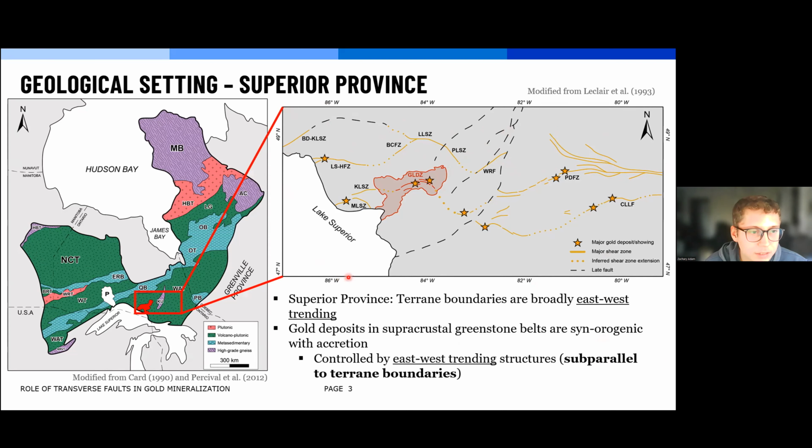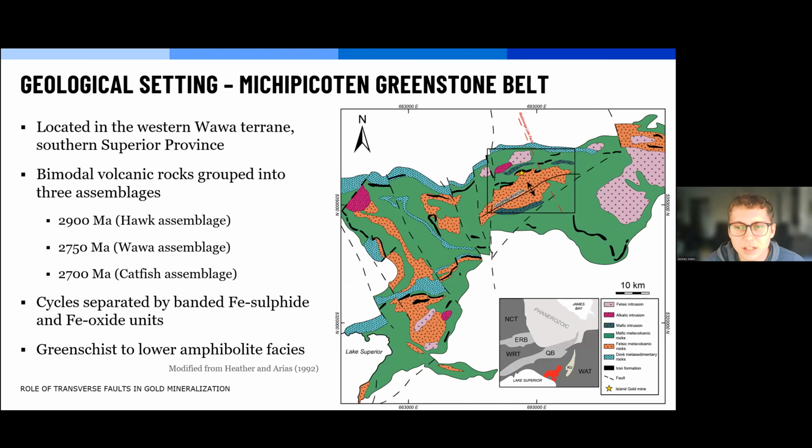This is a map of the Wawa-Abitibi terrain, and we're going to be focusing mostly on the Michipicoten Greenstone Belt. This is a historic gold-producing region in the western Wawa terrain within the southern Superior Province. Here we can see three major bimodal volcanic assemblages dated at 2900 Ma, 2750, and 2700. Now, these cycles tend to be separated by laterally extensive iron sulfide and iron oxide rich units. Metamorphism in this area typically reaches greenschist up to lower amphibolite facies.